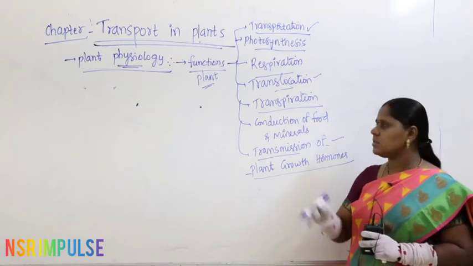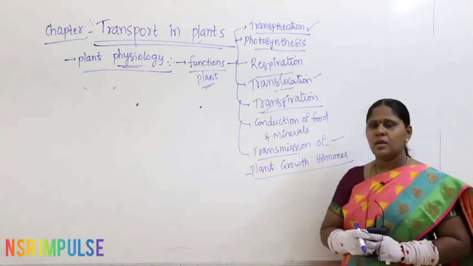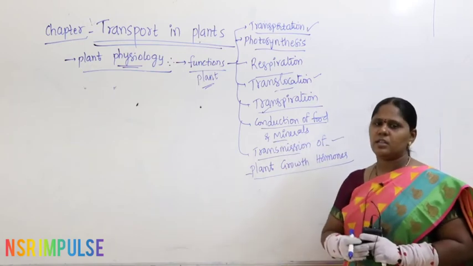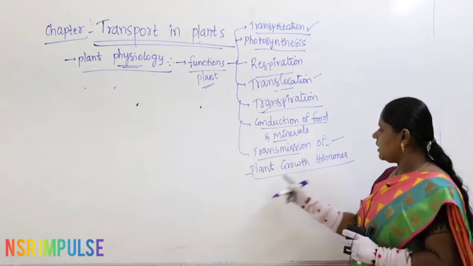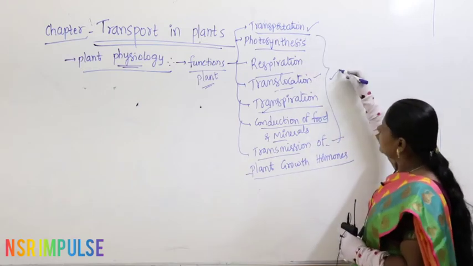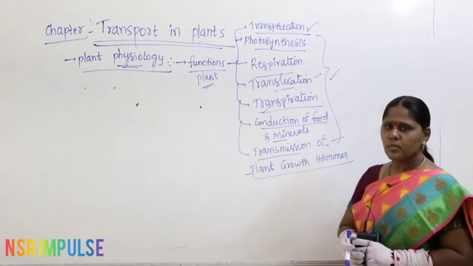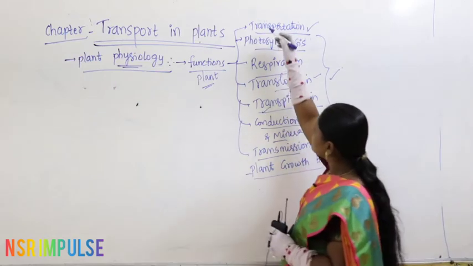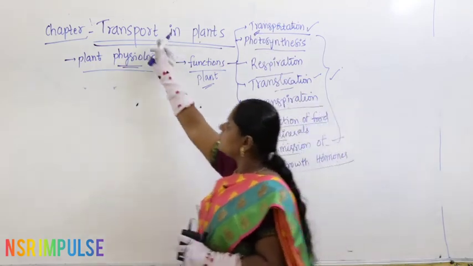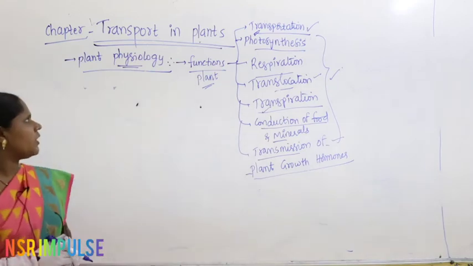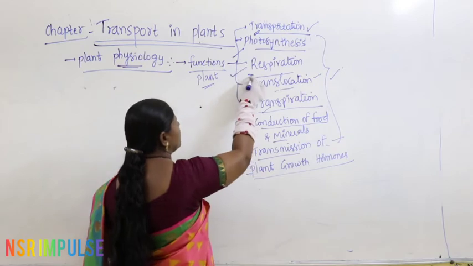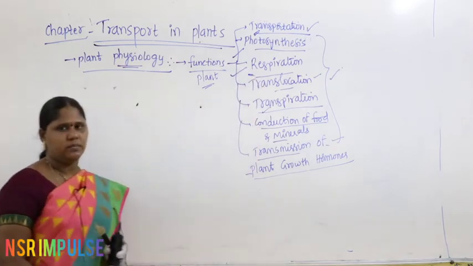Since lower classes you know what is called transpiration. Similarly, conduction of food materials, how food is getting transported, then transmission of plant growth hormones. So, all this will come under the functions of plant. In that, the first one we have to discuss is transportation. So, we will come back to transporting in plants, that is the first function we are going to discuss. Later we will discuss even photosynthesis and respiration.